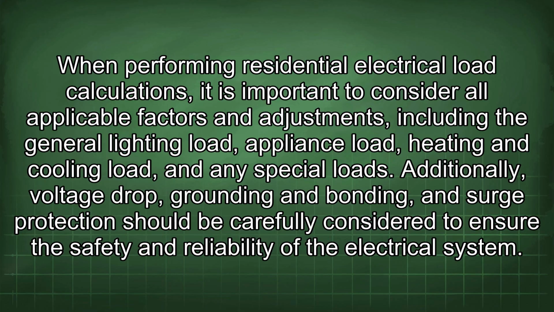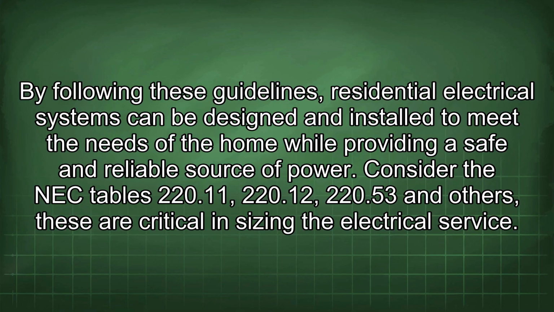When performing residential electrical load calculations, it is important to consider all applicable factors and adjustments, including the general lighting load, appliance load, heating and cooling load, and any special loads. Additionally, voltage drop, grounding and bonding, and surge protection should be carefully considered to ensure the safety and reliability of the electrical system. By following these guidelines, residential electrical systems can be designed and installed to meet the needs of the home while providing a safe and reliable source of power.